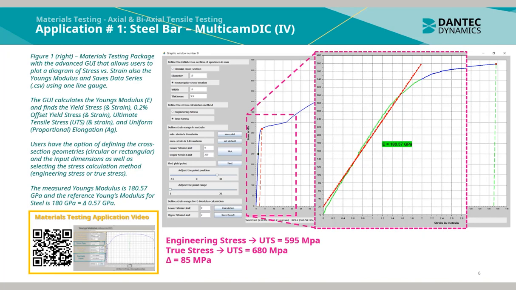The measured Young's modulus is 180.57 gigapascals, and the reference Young's modulus for steel is 180 gigapascals. The engineering stress was 595 megapascals, but the true stress was 680 megapascals. In the graphical user interface, users can define the dimensions of the cross-section, the stress calculation method, the strain range to be plotted, the determination of the yielding points, and also the range for the determination of the E-modulus.